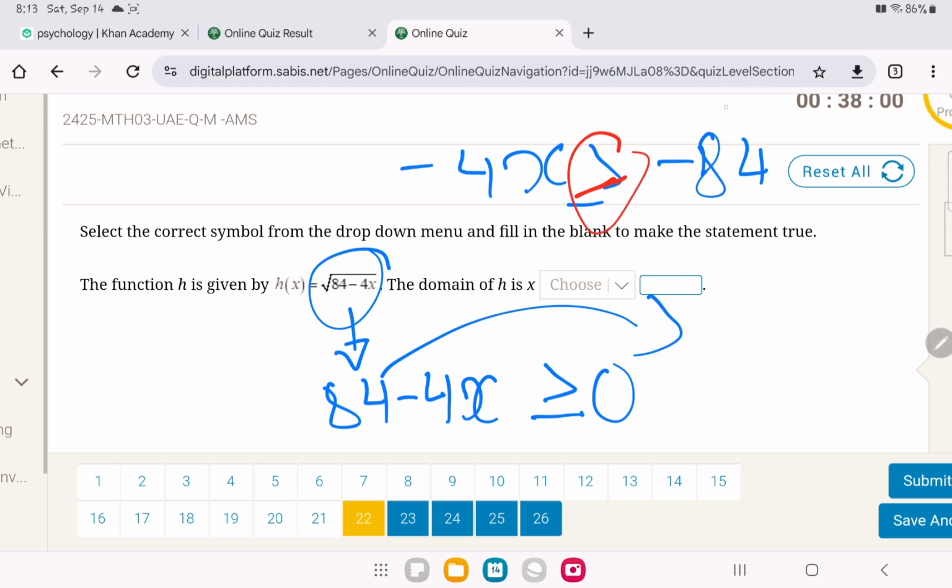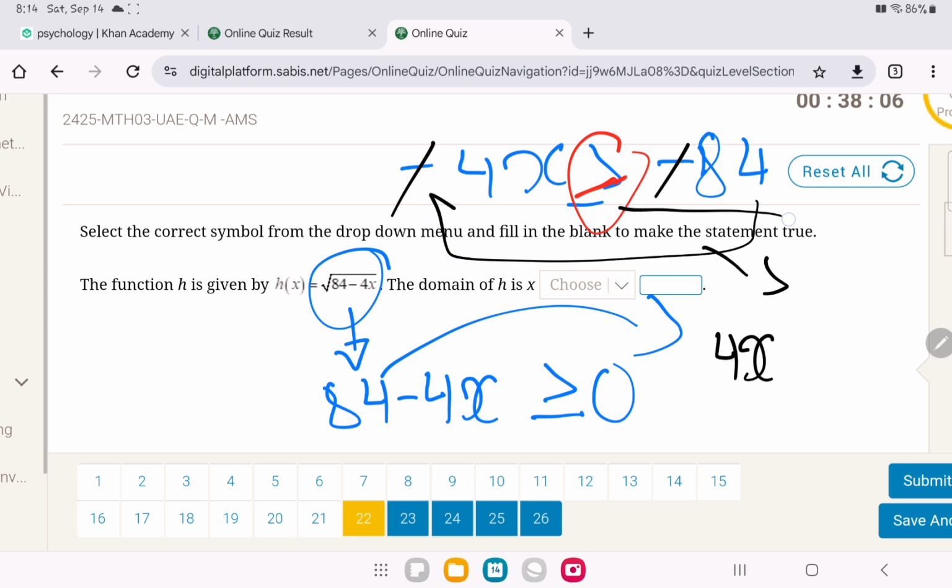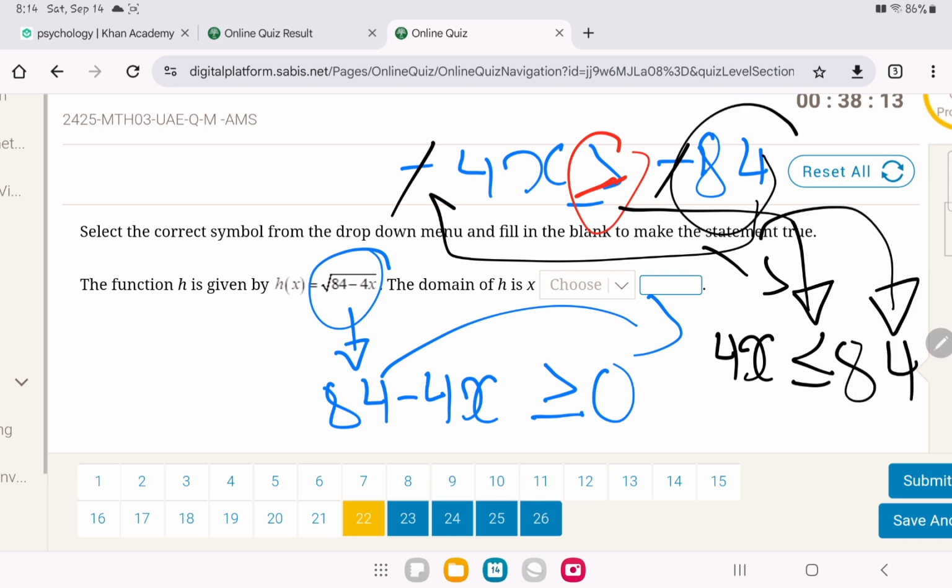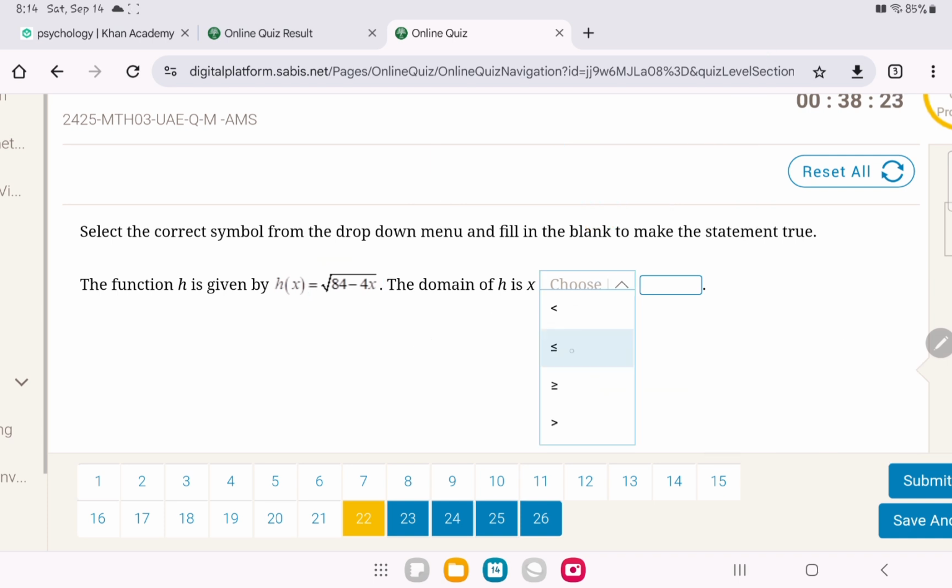So here, if we remove the minus from both sides, that means our equation will then become 4x, but this one will flip because we played with the minus, and then this becomes 84. So then x is less than or equal to 21. So this is our answer. x is less than or equal to 21.